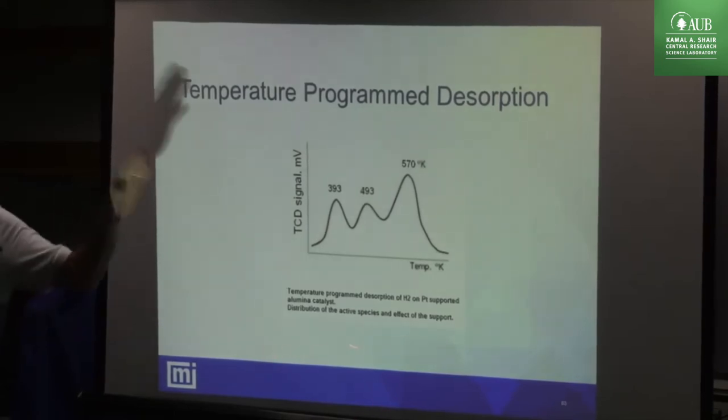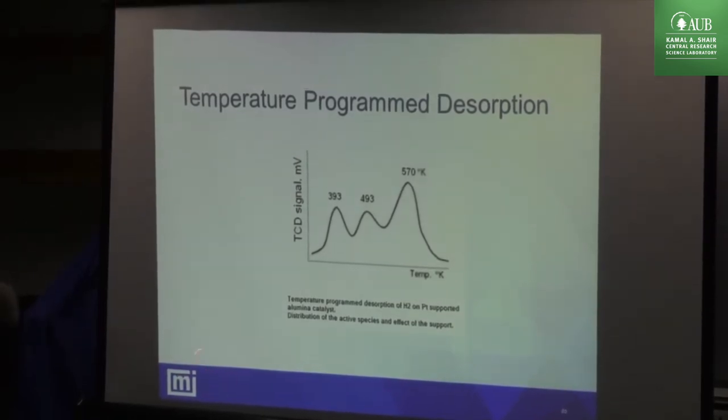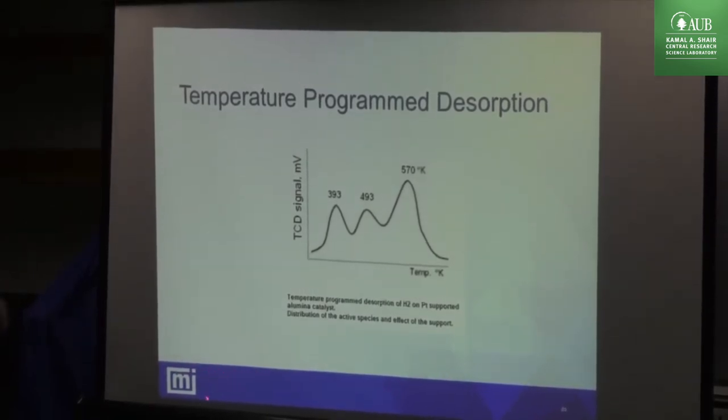So TPD is a very important technique to do too, because once you do the pulse chemisorption, your sample is already saturated with hydrogen at room temperature. You just have to desorb it as a function of temperature, and you get this profile.